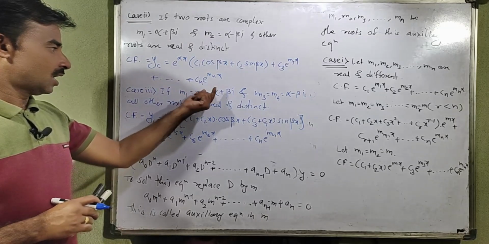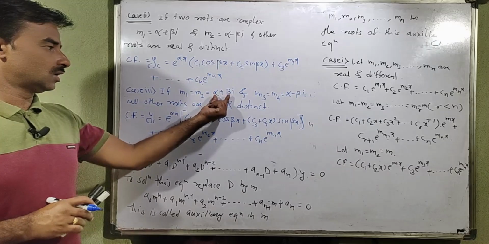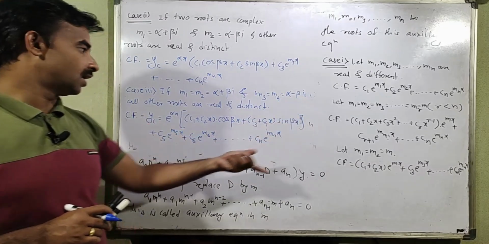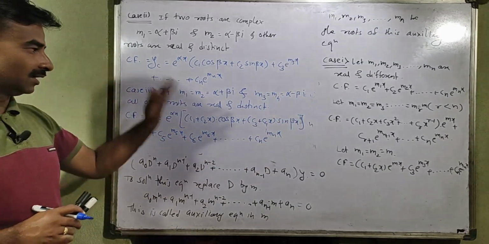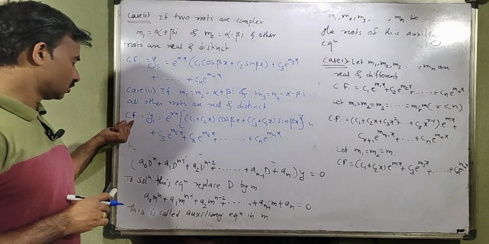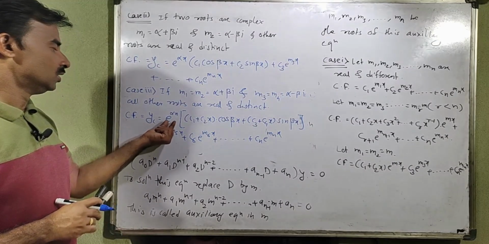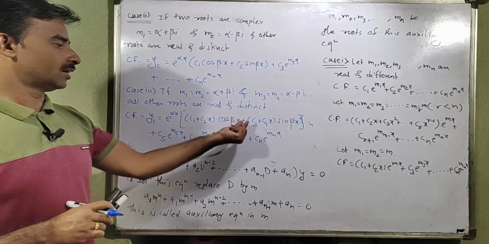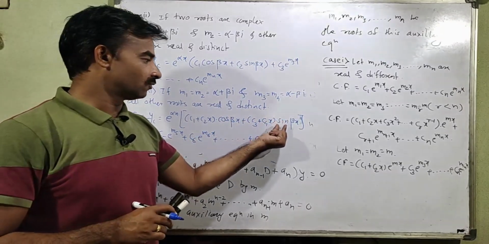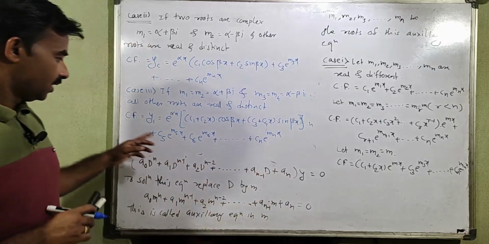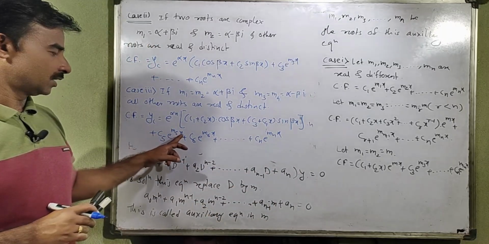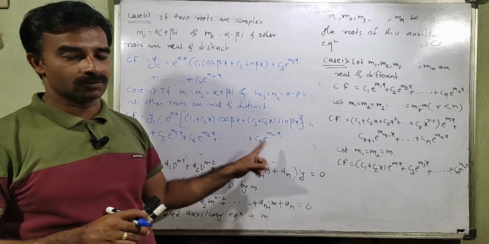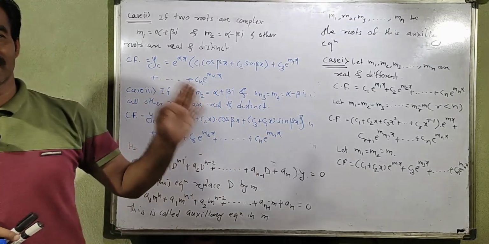Case number 3 is what? Here two roots, m1 and m2, are equal to alpha plus beta i, and m3 and m4 are equal to alpha minus beta i, and all other roots are real and distinct. Then the complementary function yc is equal to e raised to alpha x [(c1 plus c2x) cos beta x plus (c3 plus c4x) sin beta x] plus c5 e raised to m5x plus c6 e raised to m6x, and so on up to cn e raised to mnx.